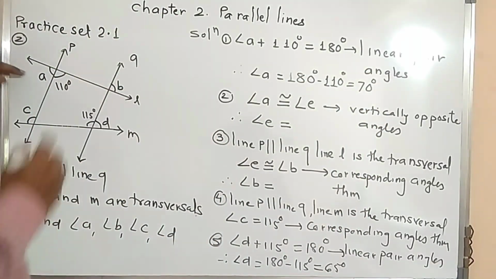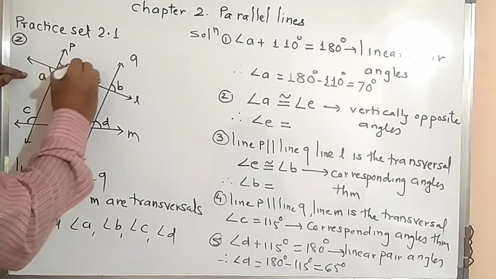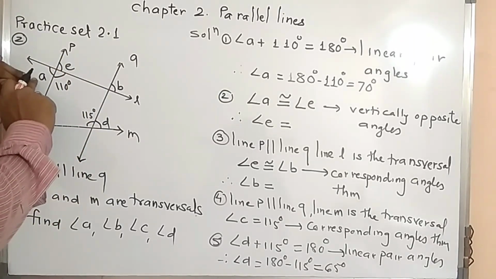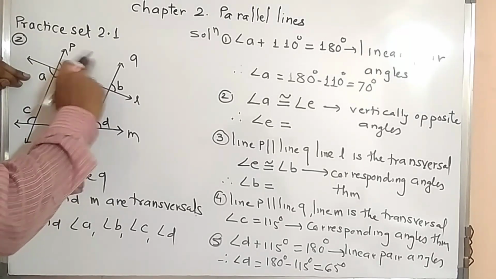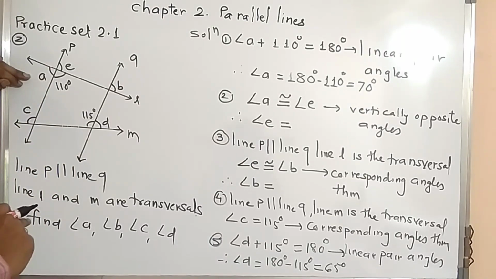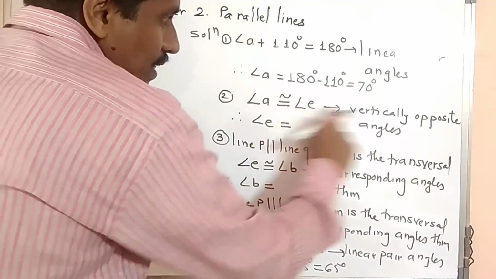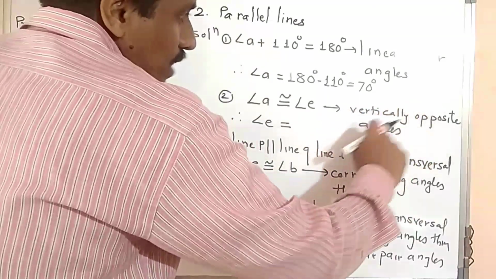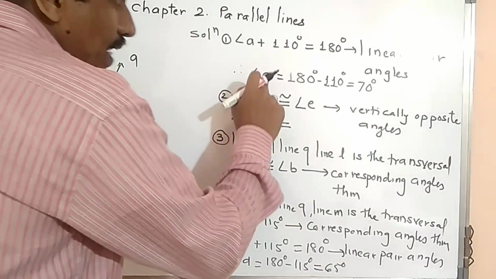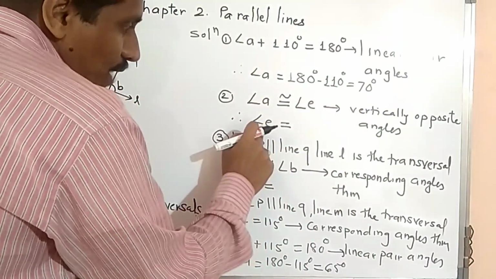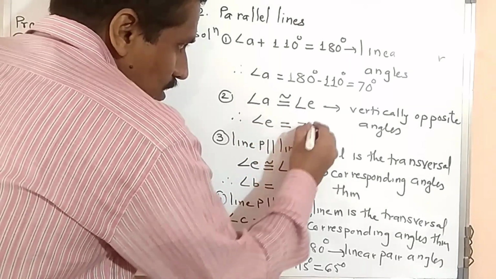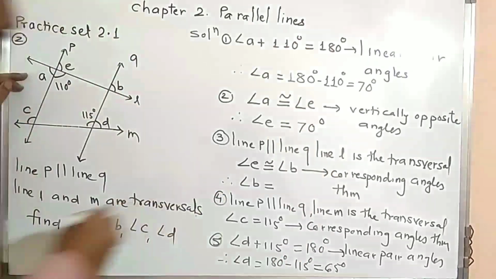Now, let this angle be E. What type of angles are these? Angle A and angle E form vertically opposite angles. So angle A is congruent to angle E. Reason: vertically opposite angles are congruent. Angle A is 70 degrees. Therefore, angle E is also 70 degrees.